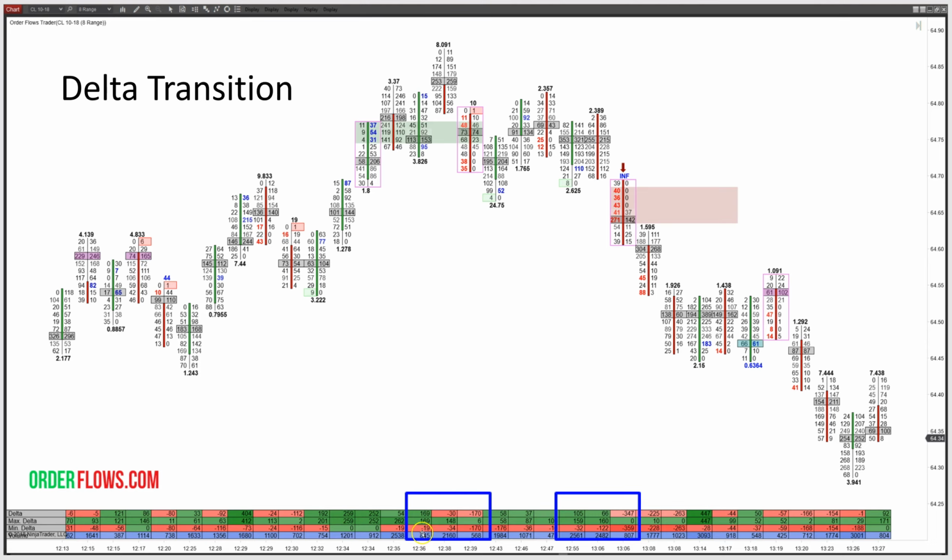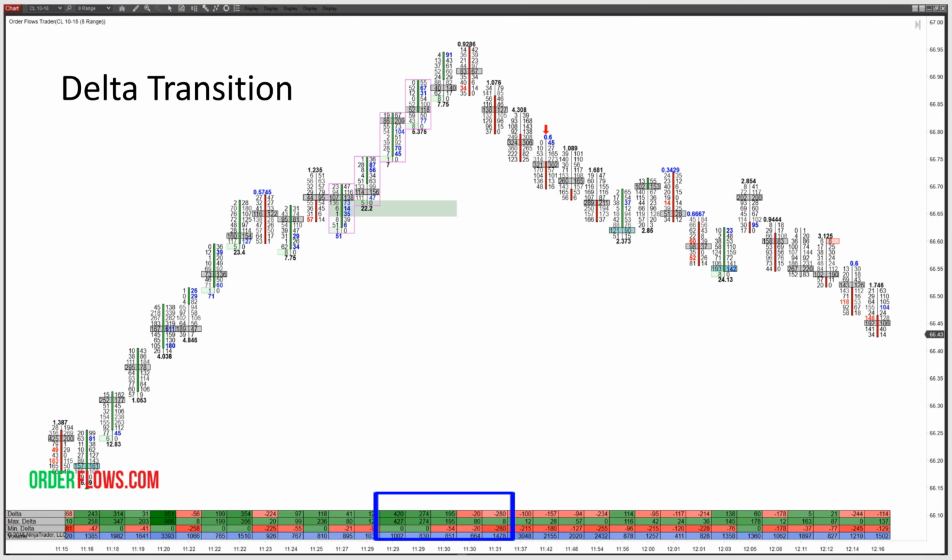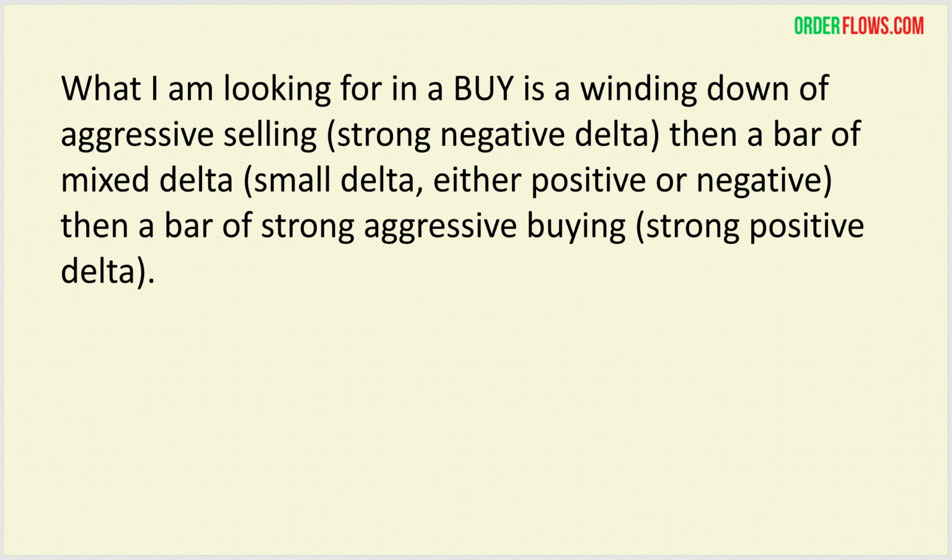So like it'd be plus 169, minus 30, which I consider small, then a strong negative delta of minus 170. Then minus 105, a small delta of 66, and then a strong negative delta of 347. But when you can get more bars included, I think it just looks a little bit stronger optically.